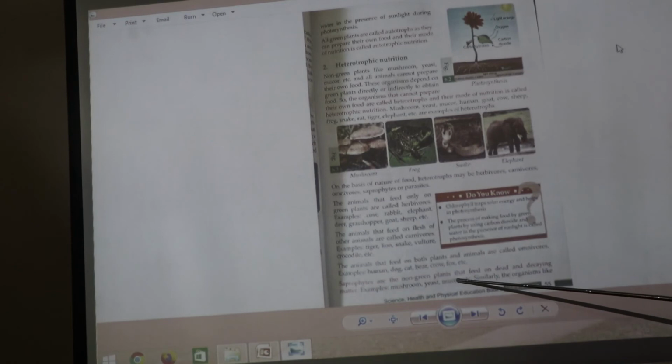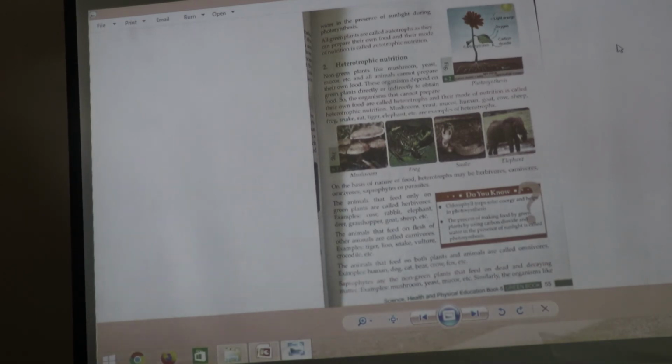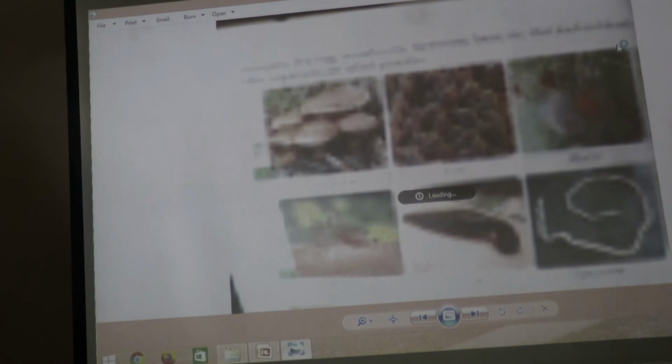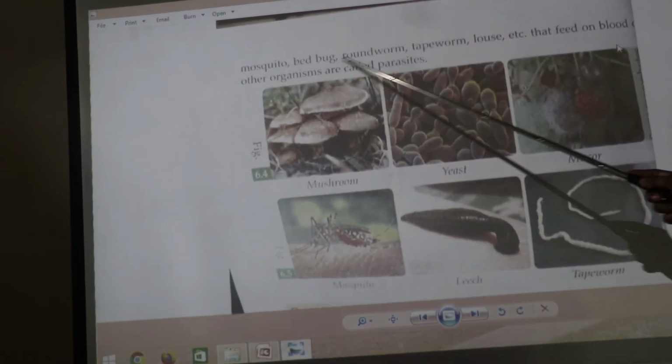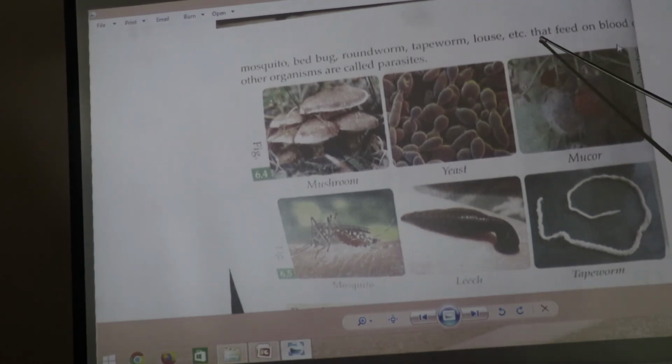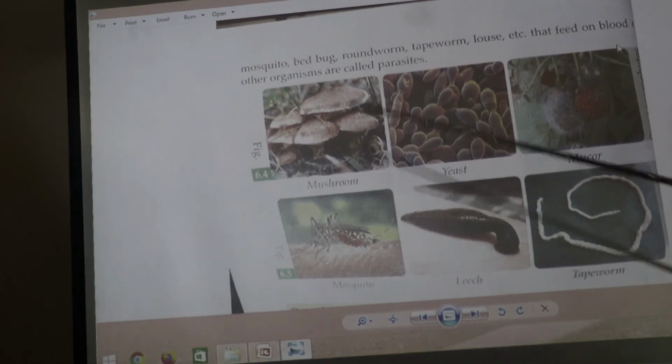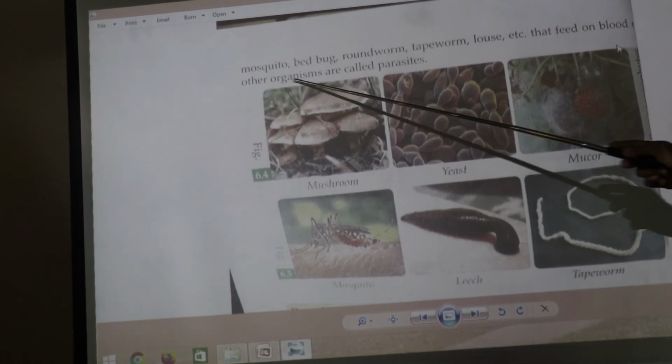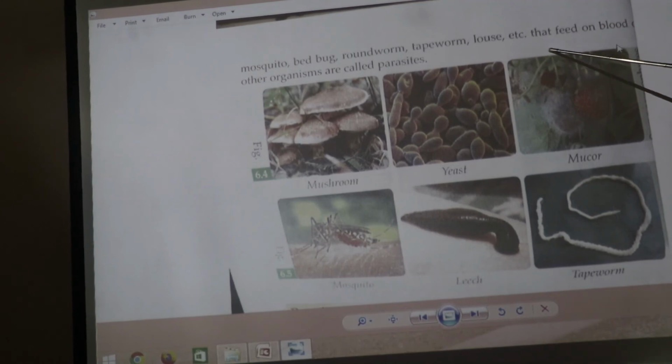Saprophytes are non-green plants that feed on dead and decaying matter. Example: mushroom, yeast, mucor, etc. Similarly, organisms like mosquito, bedbug, roundworm, tapeworm, louse, etc. that feed on the blood of other organisms are called parasites. These are the examples of parasites, and these are the examples of saprophytes.